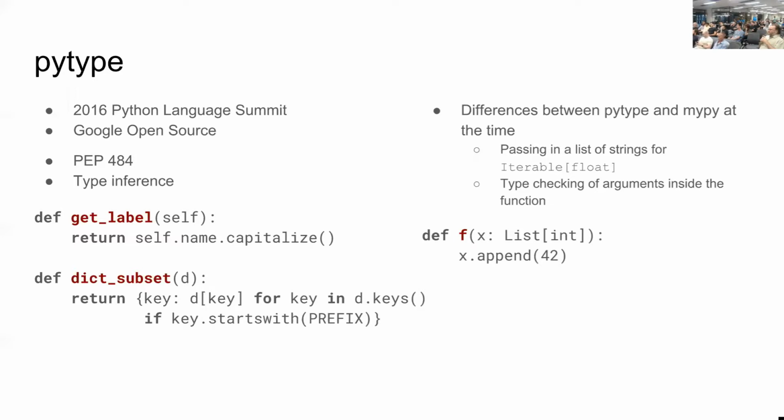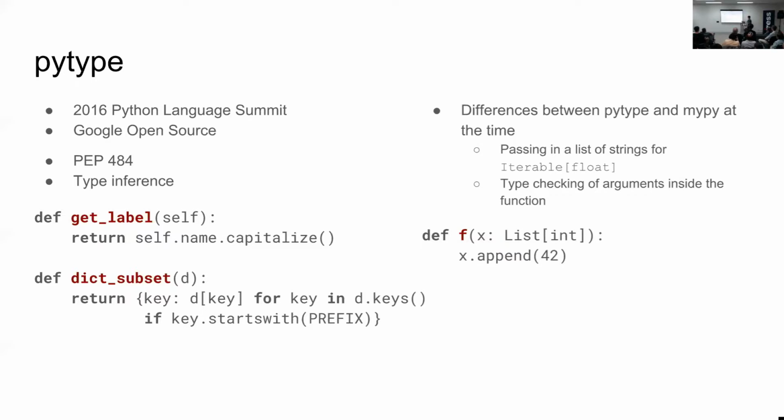so in 2016, this was the earliest reference to this project at the time. Someone gave a talk at the Python Language Summit 2016 about PyType, which is a Google open source project, which implements 484 as in type checking, and it also does some type inference. So in this first example here, PyType would see that the capitalized method of this string is a string as well, and so the get label function would also automatically get a return type of string.